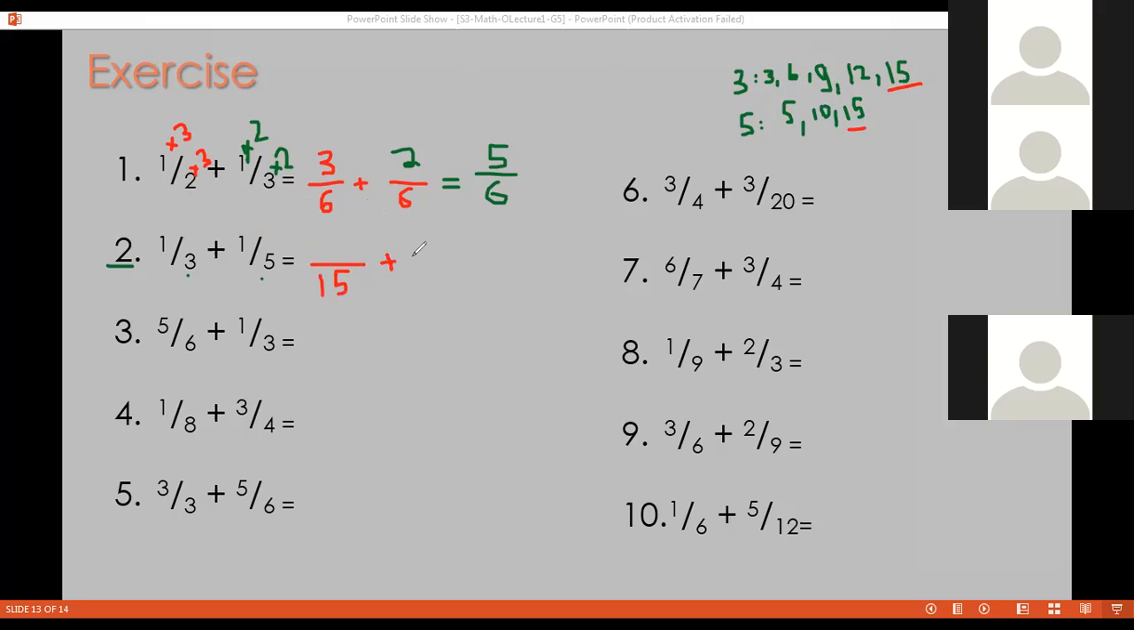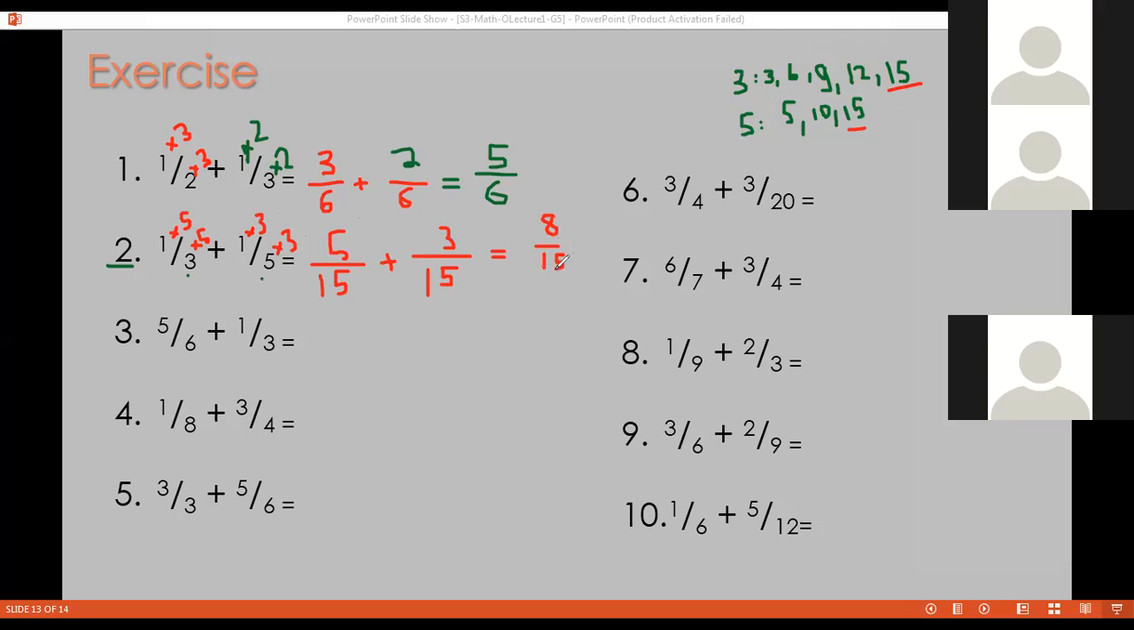So both of them are going to have 15 as denominator. Then I should multiply the first fraction by 5 and by 5. And I multiply the second fraction by 3 and by 3. 1 times 5, 5 over 15. And 3 over 15. Can I add them? 8 over 15. Very good.